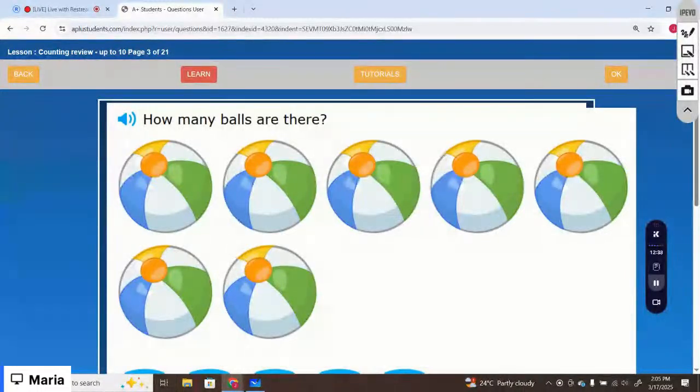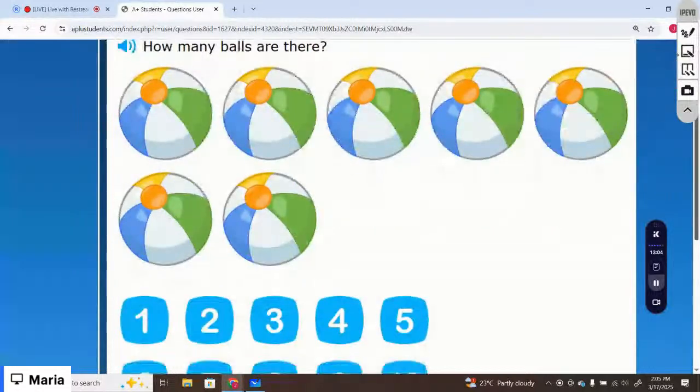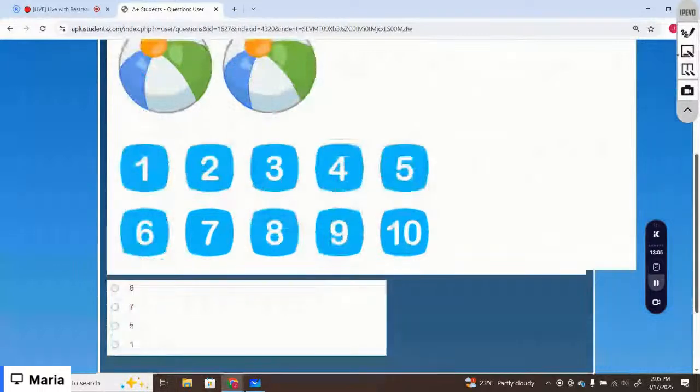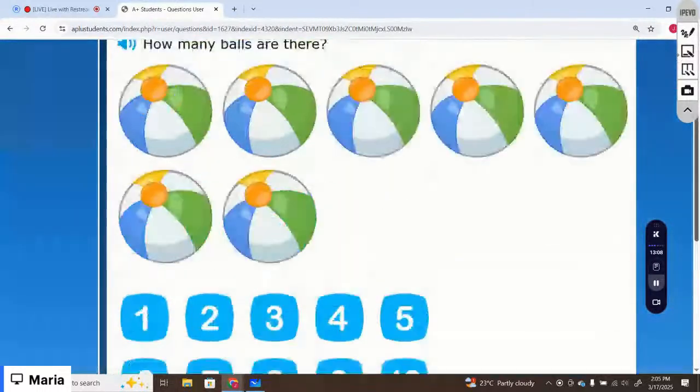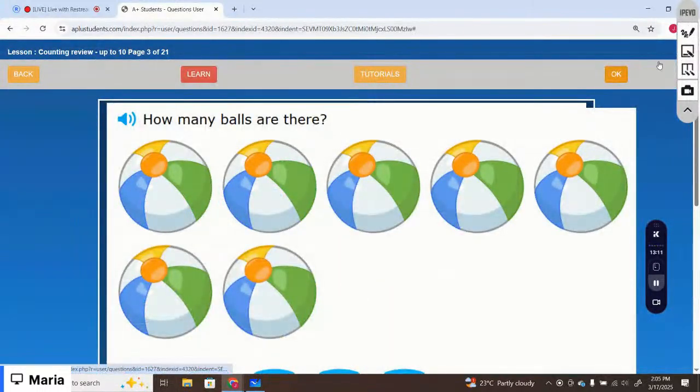How many balls are there? There are 1, 2, 3, 4, 5, 6, and 7. The correct option is 7. Option number 2 is the correct option.